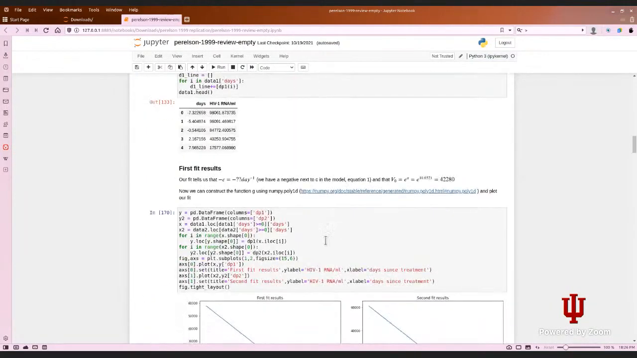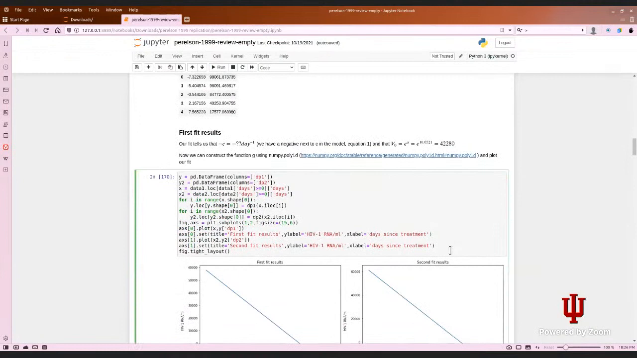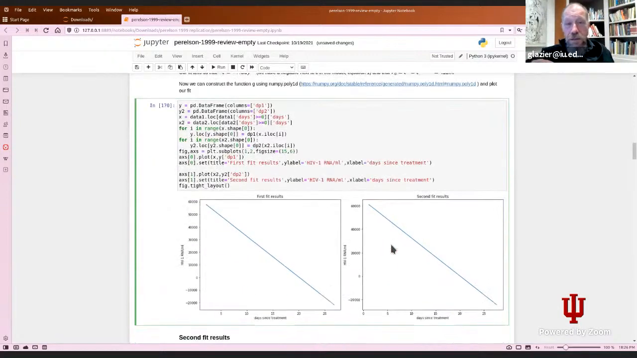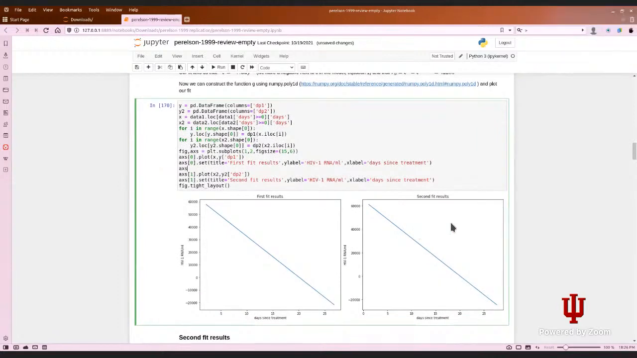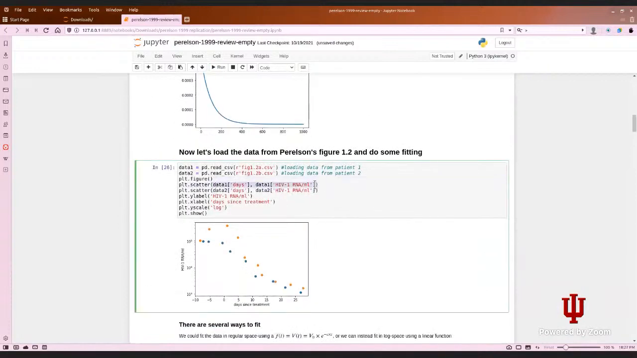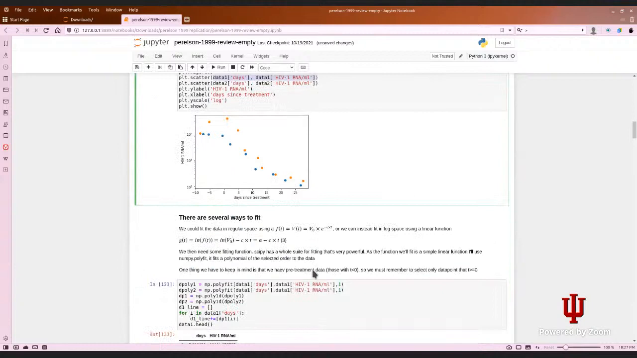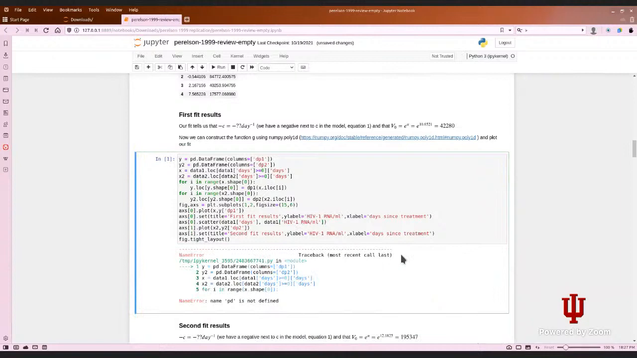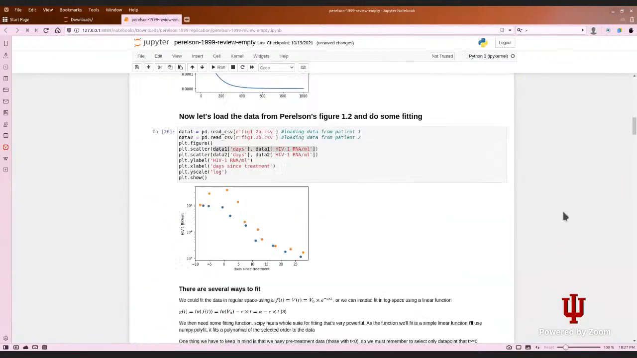Scatter. I could try that. It's not wrong to put them separately, but it makes it a little harder to see whether things make sense. Yeah. Let's see what it looks like. I've got to rerun everything.